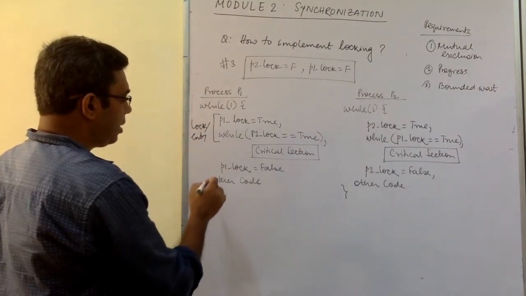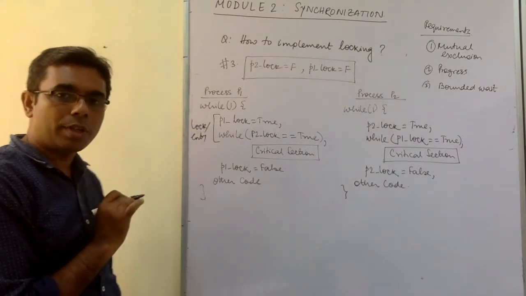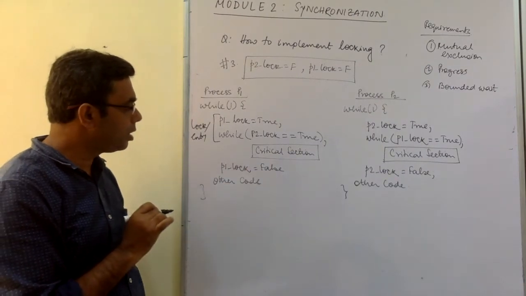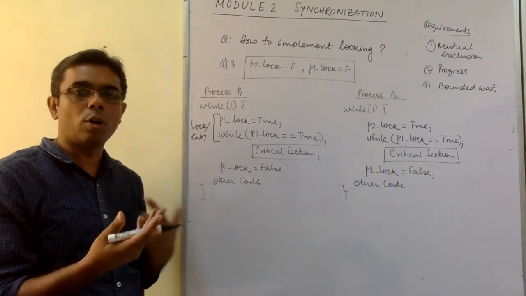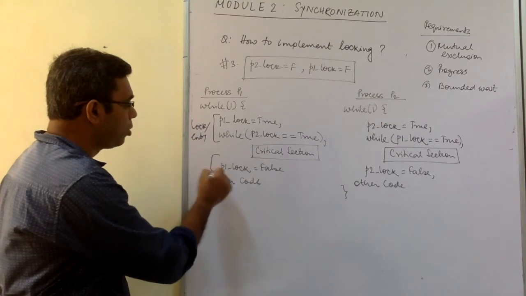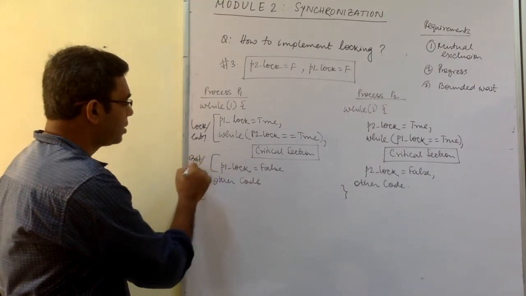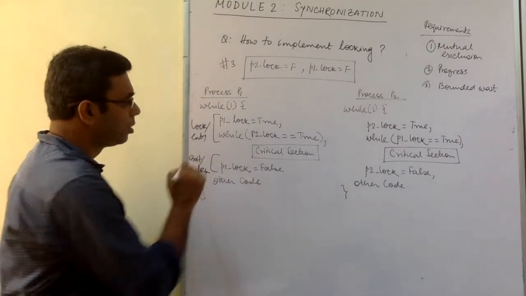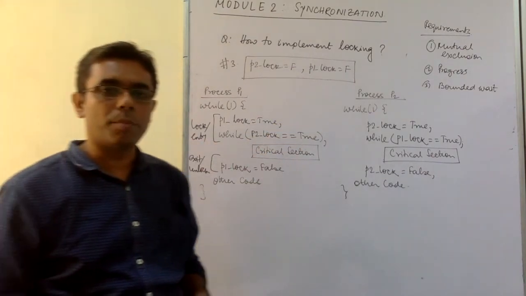And what do you do in the exit? Once you're done with the critical section, when you're out of the critical section, you just turn off your lock. That is, you make your lock equal to false. So this is the exit or the unlock section. And the same thing we do for the other process.